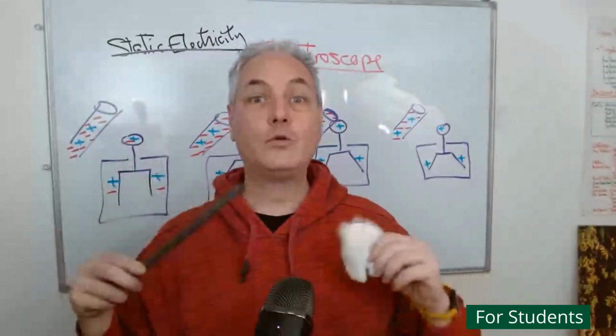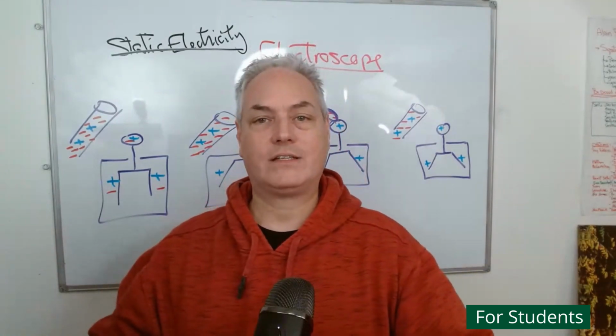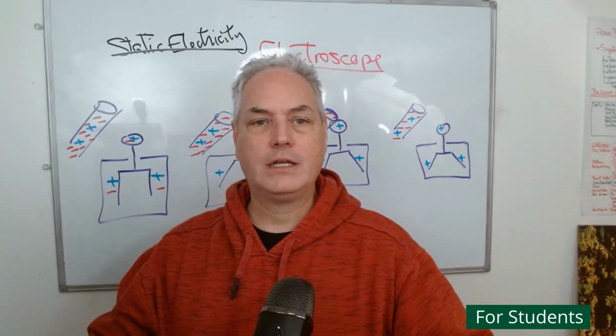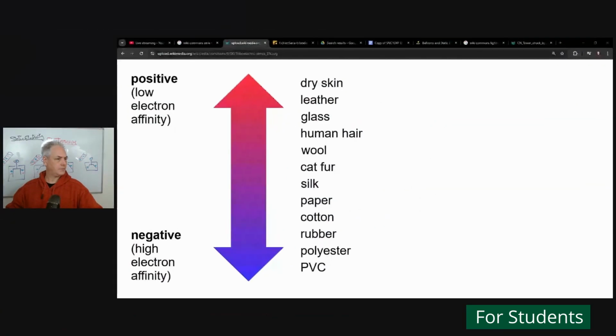Perfect. How do we know what's happening here? We have what we call the triboelectric series. Let's see if I can show that to you. The triboelectric series goes like this. It shows that we have materials that have low electron affinities, which means that they are holding on to their electrons weakly, whereas we have high electron affinity, which means that they are attracting electrons strongly.